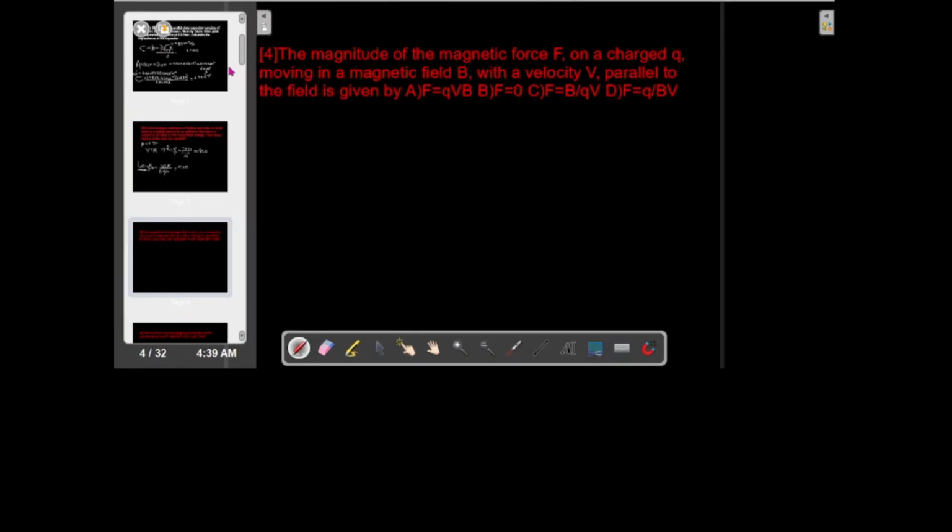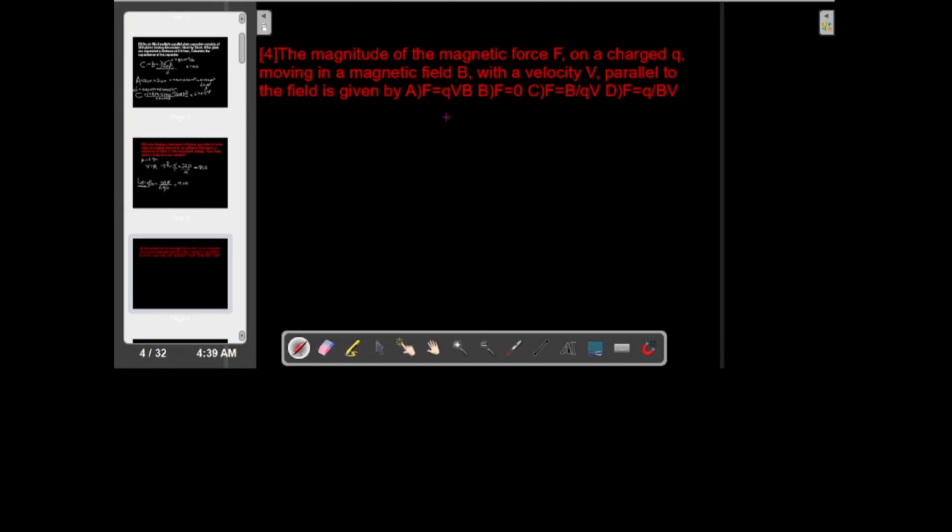The fourth question now says the magnitude of the magnetic force on a charge Q moving in a magnetic field B with a velocity V parallel to the field is given by dash. First, we write out the formula. This is the formula that you need to know, please. Formula for a charged particle moving in a magnetic field B. The formula is Q for the charge of the particle, V for the velocity of the particle, B for the magnetic field now, and then sine theta, which is a factor of the angle. Now, from the question, they said parallel. Now, if they are parallel, that means the angle between them is 0.